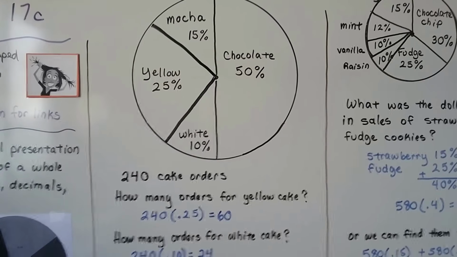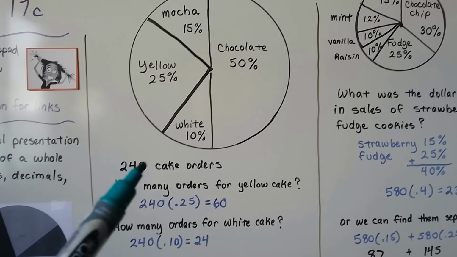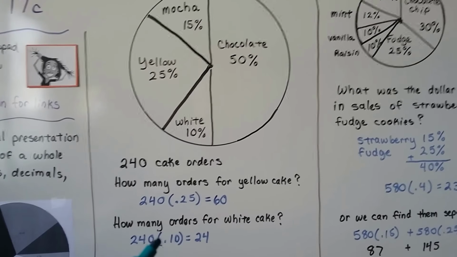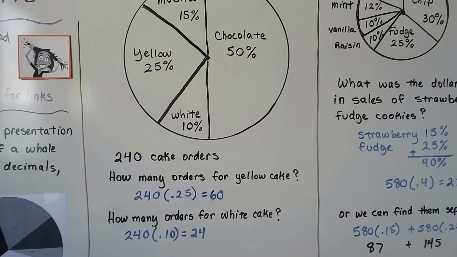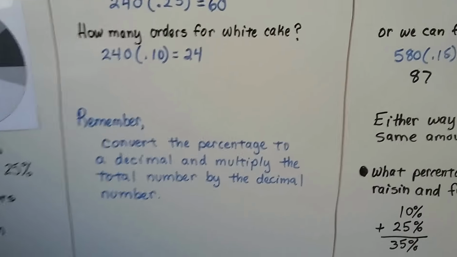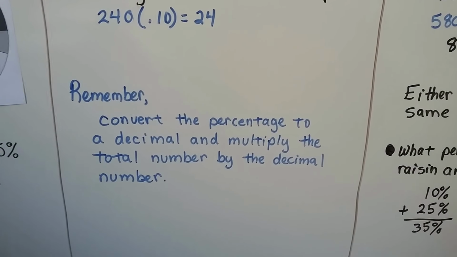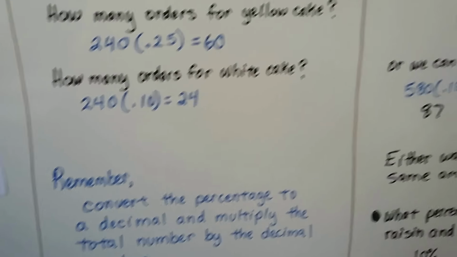So how many orders were there for white cake? Well, white is 10%, so we're going to multiply the 240 times 0.10 or 0.1. We don't need that 0 behind there, do we? So either way, it's going to come out as 24. So just remember you convert the percentage to a decimal, and you multiply the total number by the decimal number, okay? Let's do some more.